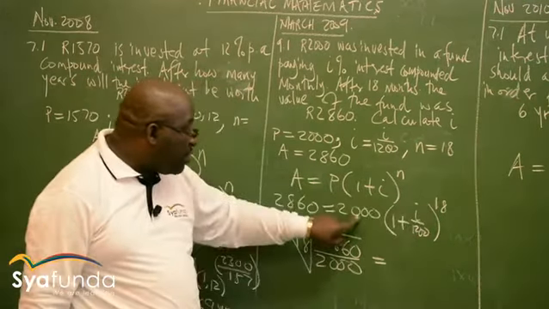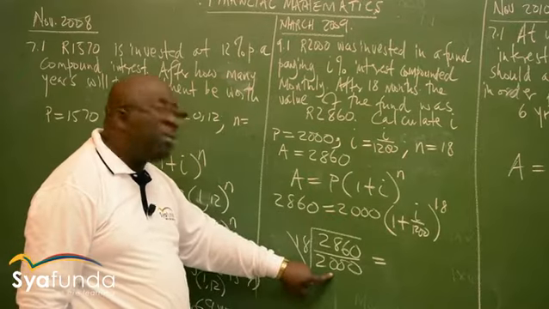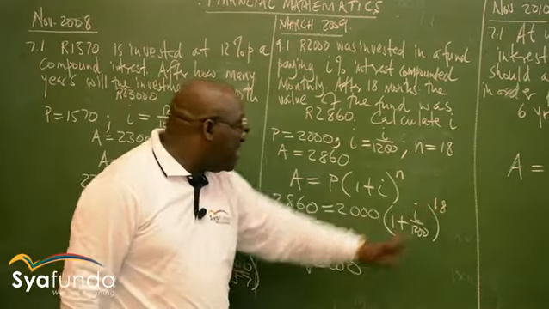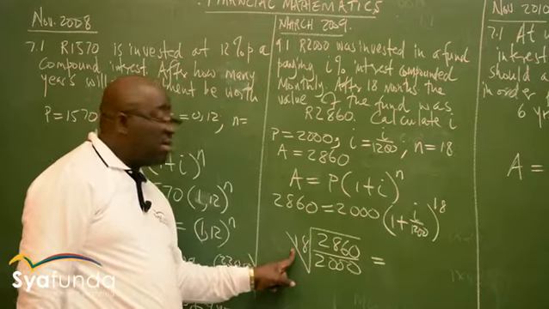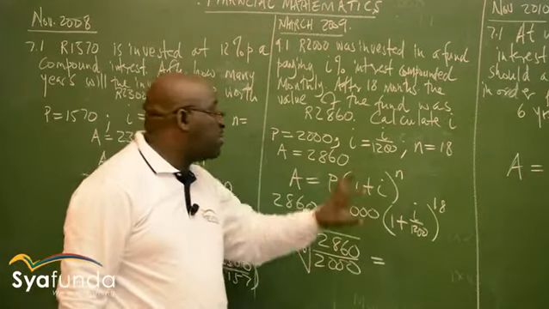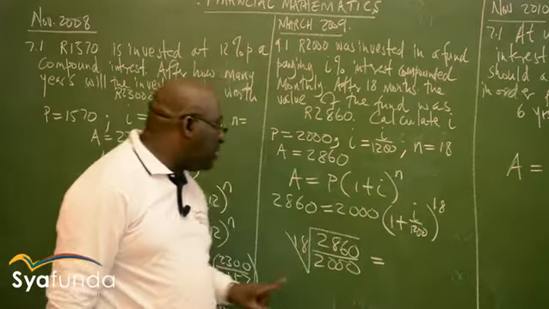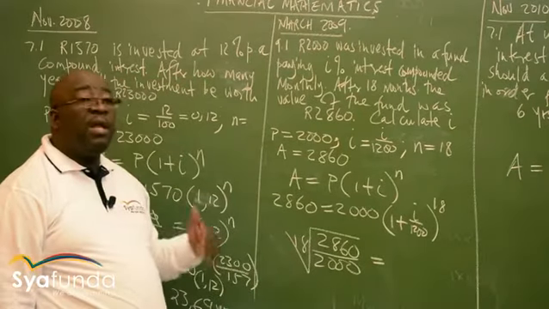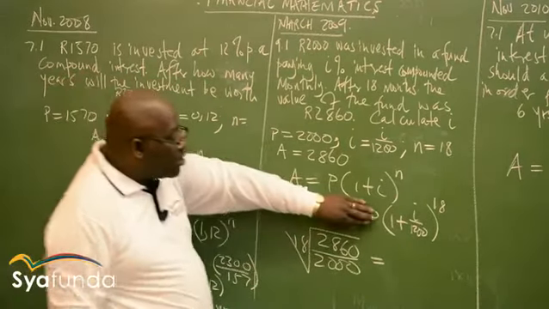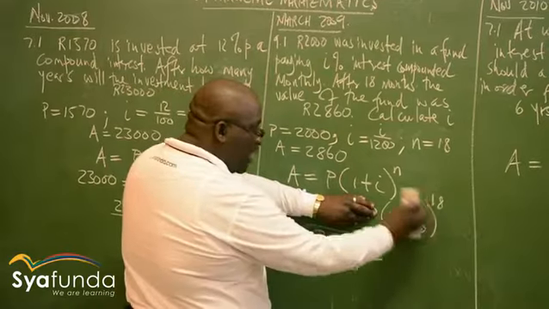How did you get rid of this? We divided by 2000 on both sides. How did I get rid of that 18? I've put the 18th root to this side. So in fact, I'm doing this both sides, because when I put it that side, it cancels out that one, but I still have it here. Now, what do I have now? This is gone, this is gone. This is what I have.